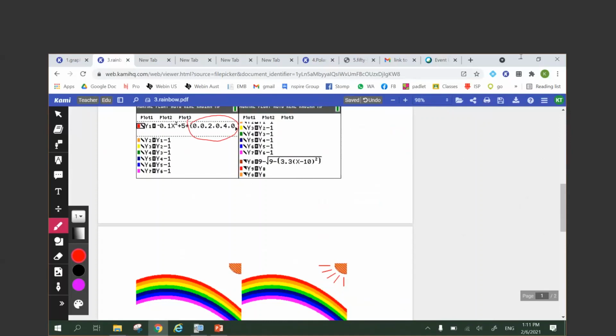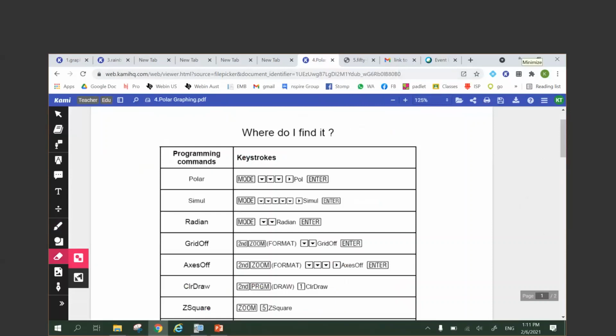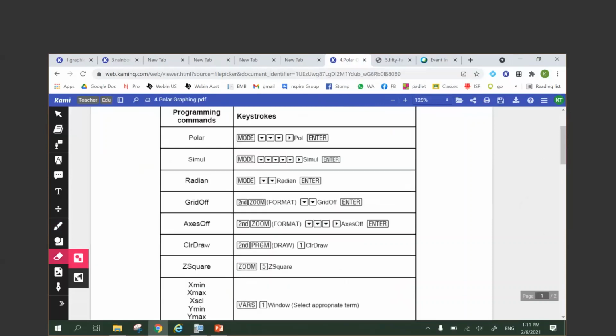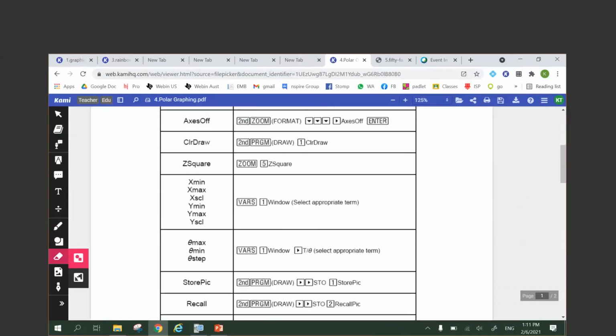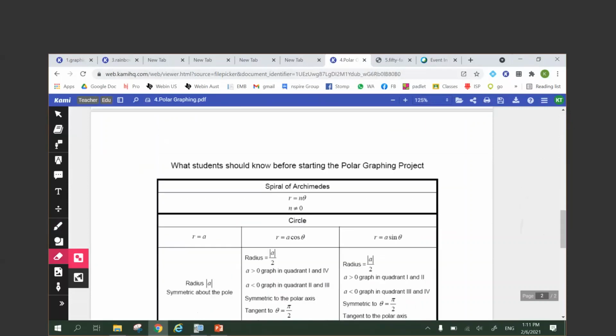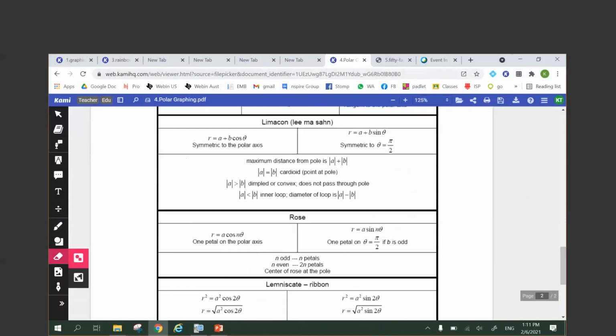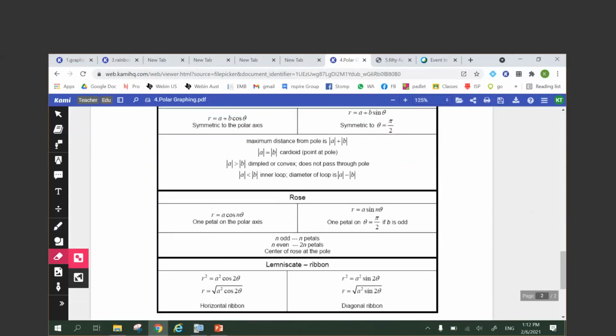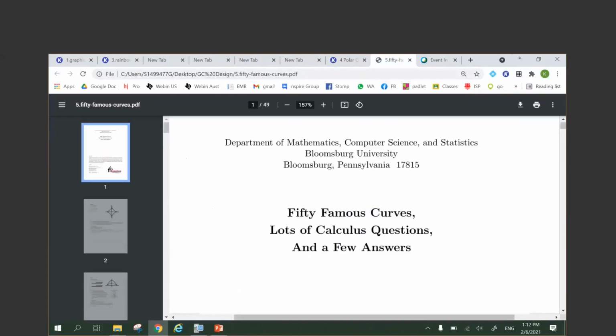My fourth document is the polar curve, various polar curves with the important keys and where to find them, and some of the interesting polar curve equations here. Okay. The last document, which is the fifth document, I found on the internet some very famous, beautiful graphs, and I just send it to you. You may find them useful.